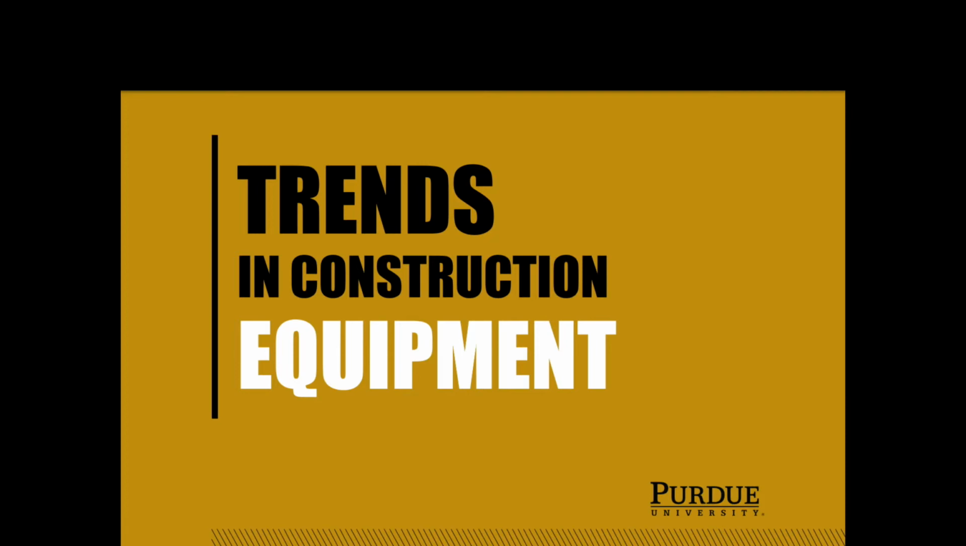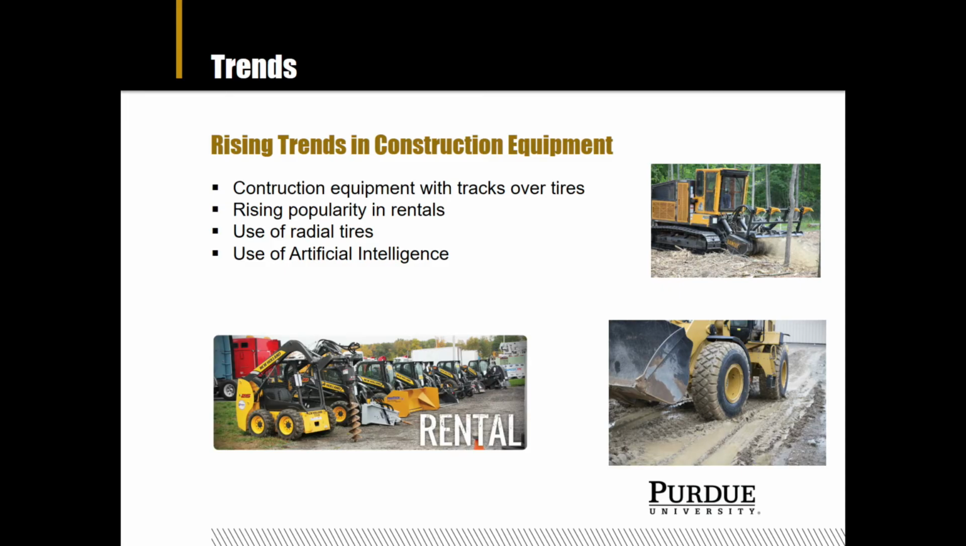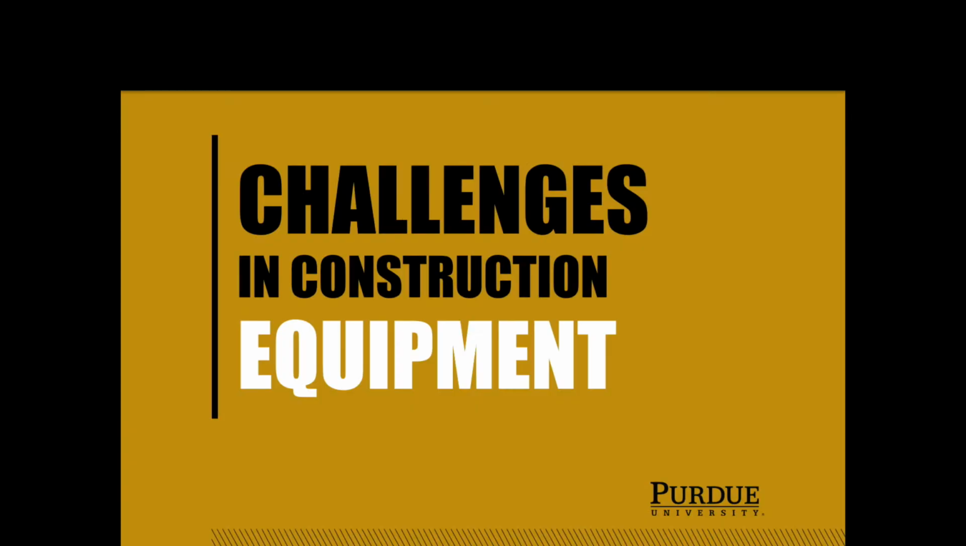Next we have trends in construction equipment. The rising trends in construction equipment include equipment with tracks over tires, and there's also been a rising popularity in rentals to cut down on costs, as well as the use of radial tires and artificial intelligence.